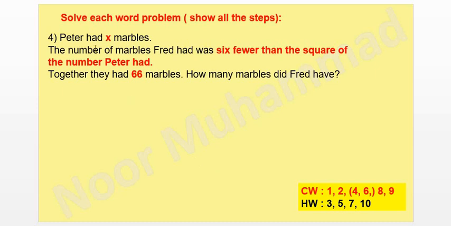So here's another question. It says Peter had x marbles. The number of marbles Fred had was 6 fewer than the square of the number Peter had. Together they had 66 marbles. How many marbles did Fred have? Now better pause the video here because I explained a lot of questions. Solve this question on your own, and then play the video to check. First make the equation, then play the video to check if your equation is right or wrong.